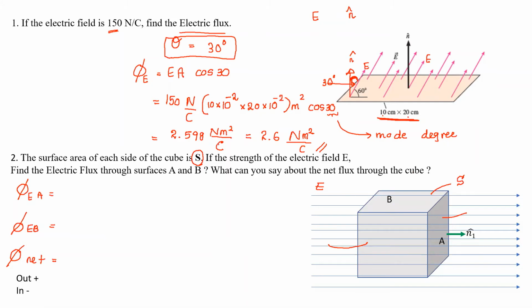So A. I think all of you got the answer correct for A, right? In A, we know phi, the electric flux, is given by EA cosine of the angle between n hat and the electric field. They are parallel to each other, so your theta is 0. So your answer is ES. The area is S here, right? So your answer is ES.